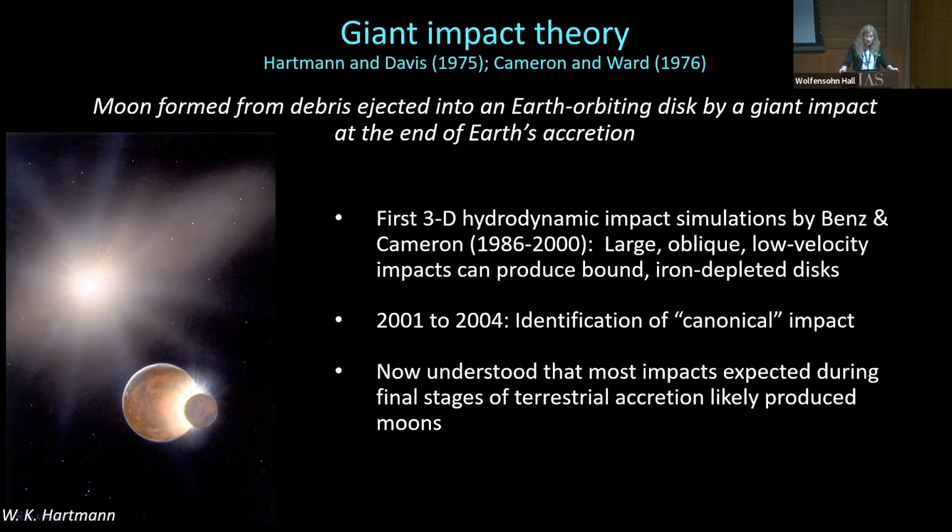In the early 2000s, we were able to identify the specific part of impact parameter space associated with the masses and angular momentum and iron depletion of the Moon. That was much later termed the canonical giant impact. And it's now understood that you don't have to finely tune the impact conditions to produce a disk. Actually, many, if not most, big impacts at low velocities will also produce a disk around the target.